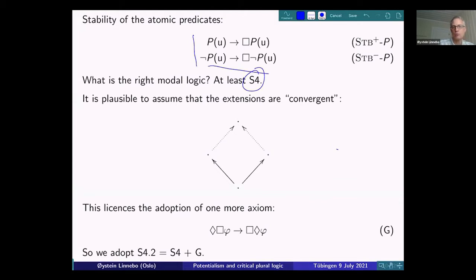of what to generate. So you've got a bunch of objects. You could generate more objects so as to get here or so as to get there. And then this convergence assumption says that it doesn't matter what you do. You could always bring the two ontologies back together again. So the ability to generate never goes away. You could always later on exercise that ability. And this licenses one more axiom known as G, and the result of adding that to the modal logic is S4.2.